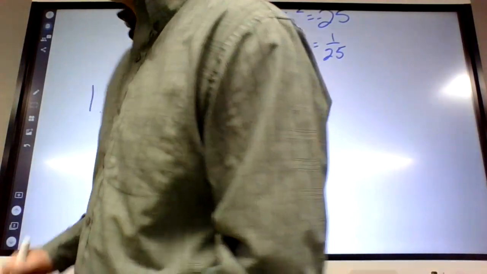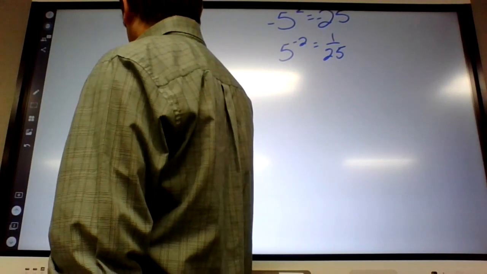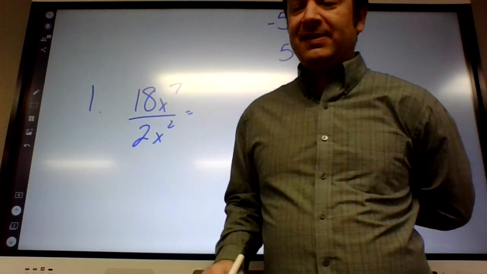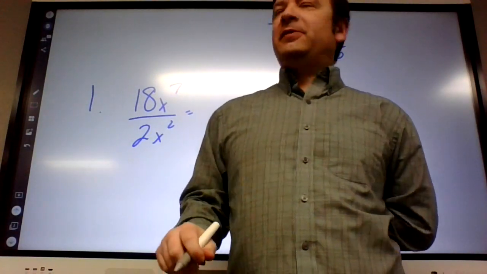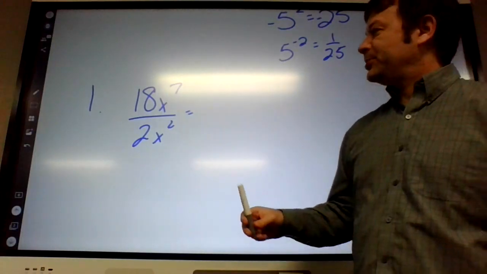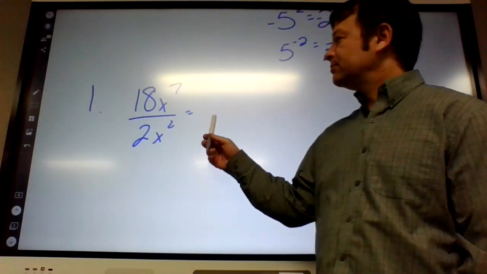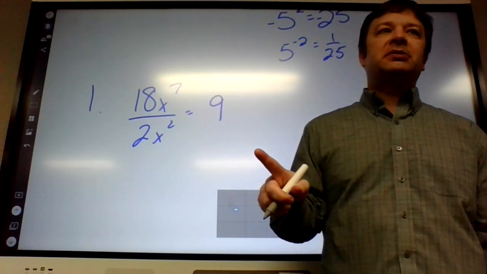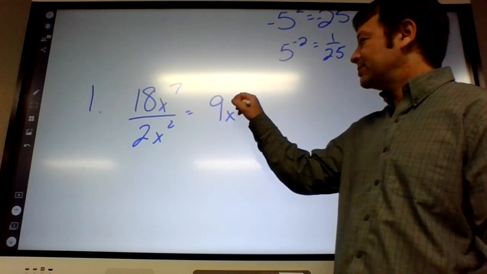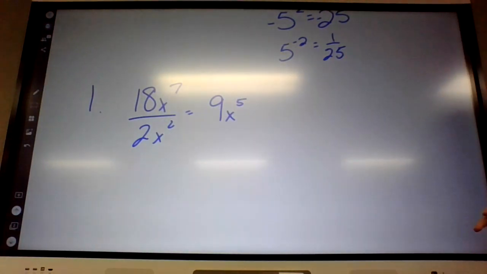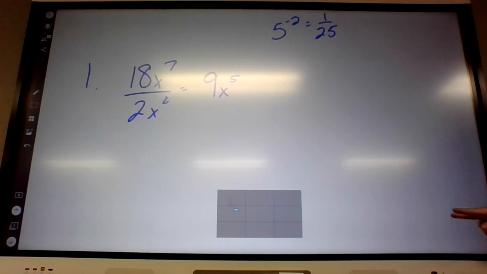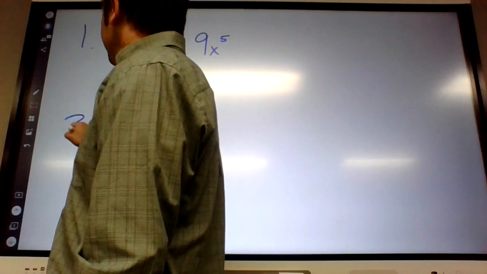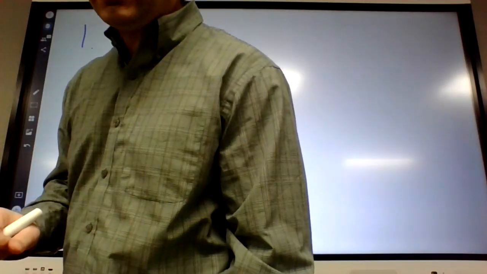Number 1. Well, it starts off easy. Jackson, what do you think this will be? 18 divided by 2 is 9. What's x to the 7th divided by x squared? X to the 5th. Yes. So we just subtracted 7 minus 2 for the exponent. So easy, right? If they were just all like that, you guys would have a nice day.